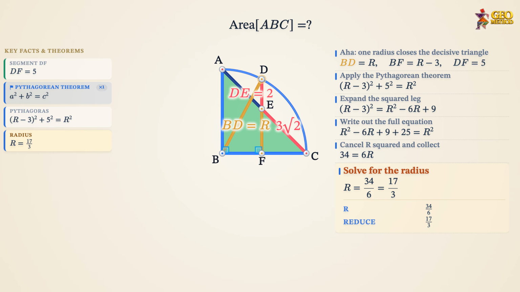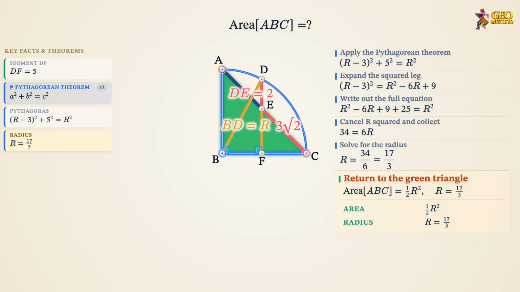Divide both sides by 6 to isolate R. 34 over 6 reduces, dividing top and bottom by 2, to 17/3. That is the radius of the quarter circle. Return to the actual target, the green right triangle ABC. Its perpendicular legs are both the radius 17/3, so its area is 1/2 R squared.